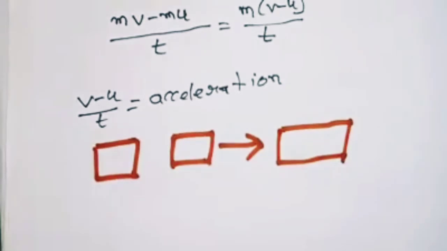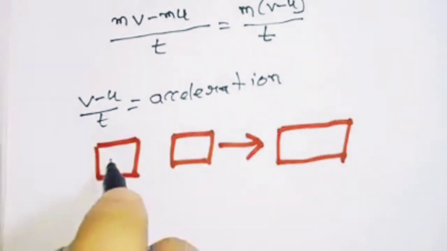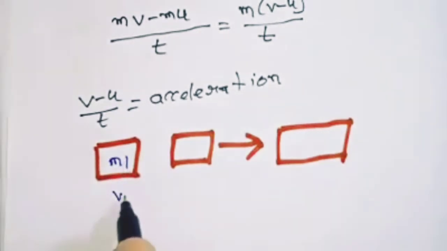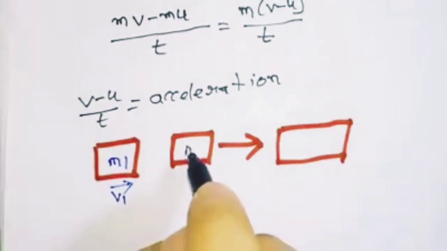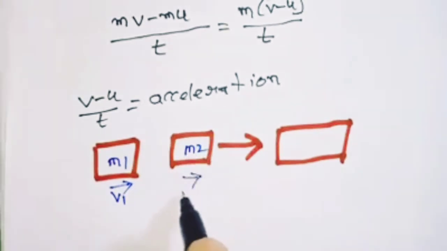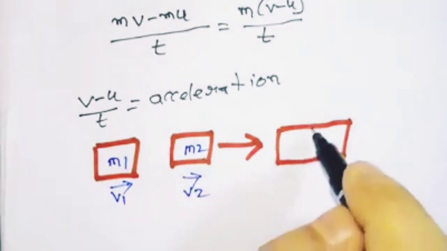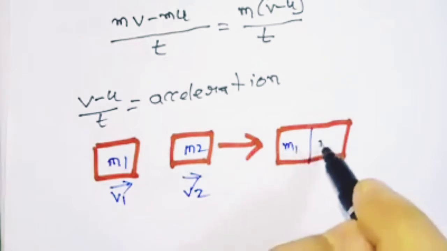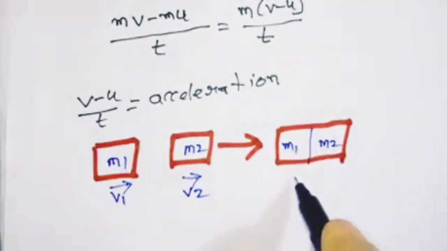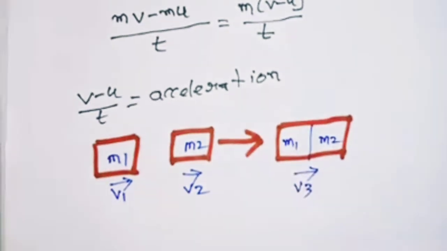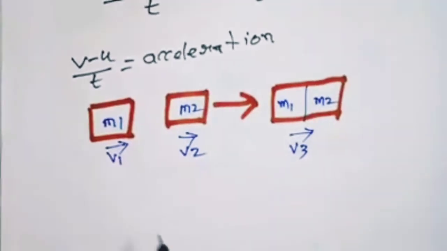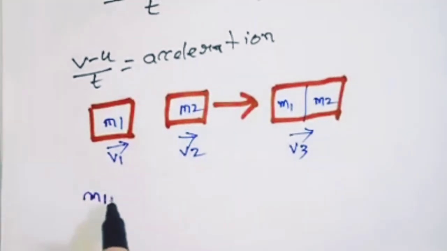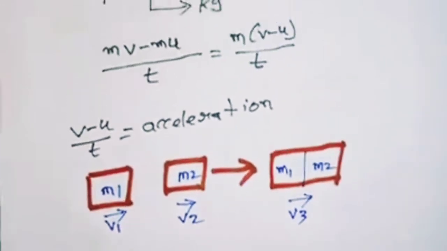By the law of conservation of momentum, we name this one m1 moving at a velocity of v1. This is m2 moving at a velocity of v2. Once they collide with each other, m1 and m2 remain the same, but they move at a new velocity, which is v3. By the law of conservation of momentum, the mass times velocity, which comes from this particular formula, P equals mv.